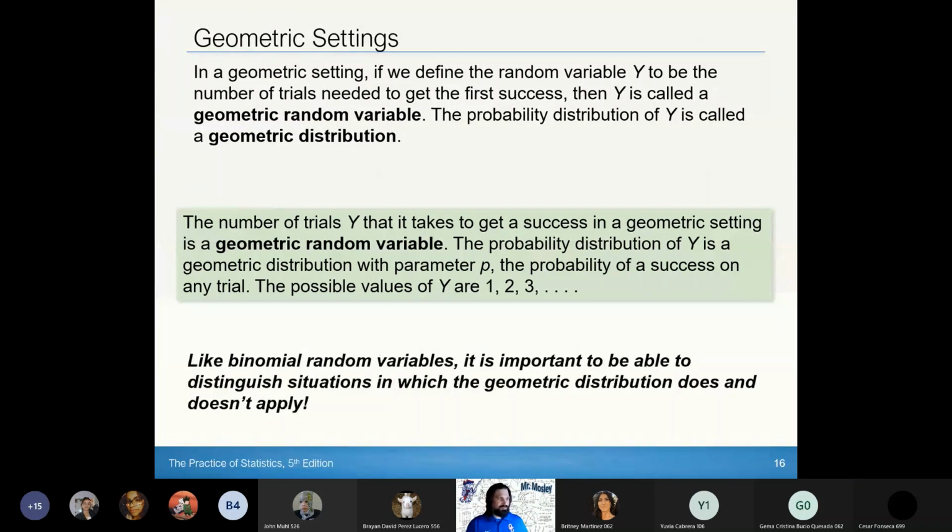Like binomial random variables, it is important to be able to distinguish situations in which the geometric distribution does and doesn't apply. In this case, the key thing we're looking for is, how long does it take to get one success? What's the probability of getting our first success in 3 trials? Right, that becomes geometric.